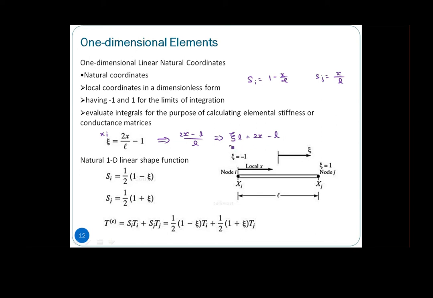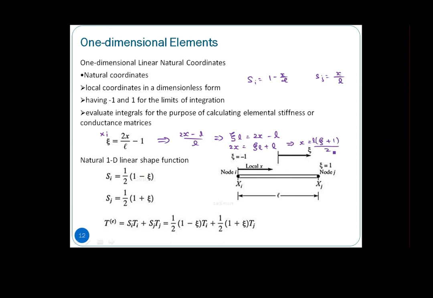Then 2x equals xi L plus L, which gives us x equals L times xi plus 1, divided by 2.